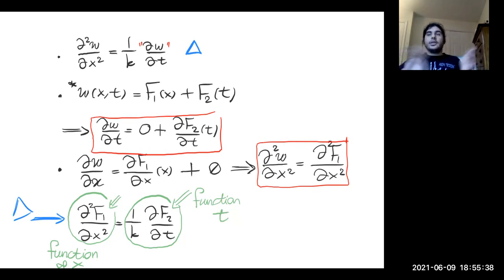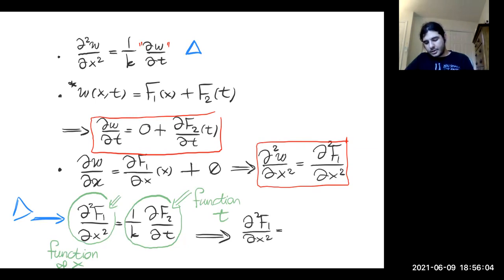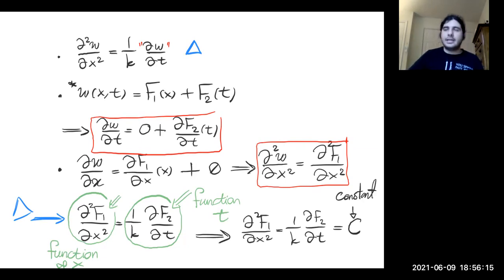And it's not possible for these two things to be equal. One of them should have x in it. The other one is supposed to have t in it. That's not possible. They can't be equal unless both of them are constants, unless there is no x on the left-hand side and there is no t on the right-hand side. So the only possibility is that both of them are equal to each other, but actually they are constants. There is no x or any t there.